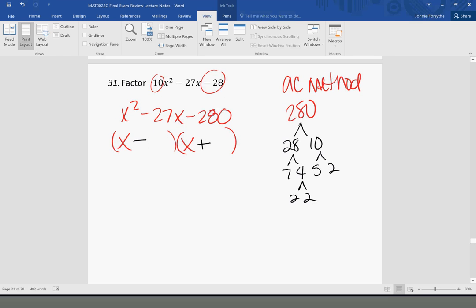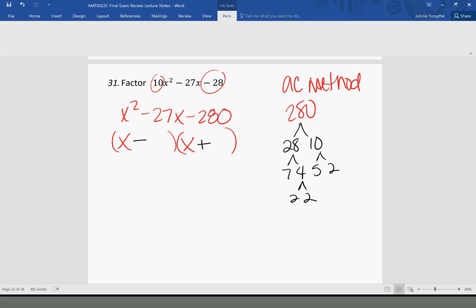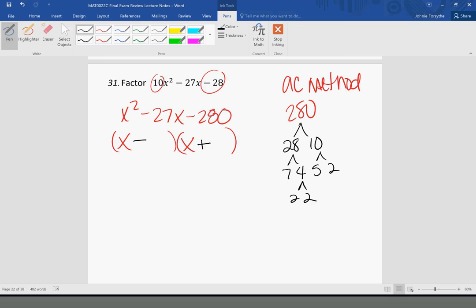Okay. So let's see, I've got 14. Let me show you how, let's say you can't think of factors, you can kind of use your prime factorization to come up with some numbers. So it's 280. I know 28 and 10 work, but that's not going to subtract and give me 27.